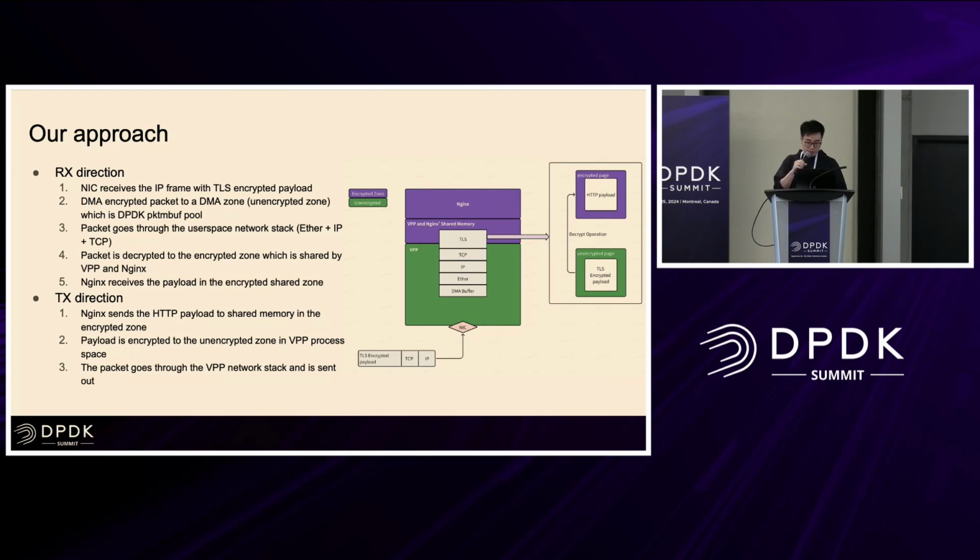Whereas for the TX direction, the procedure is very similar, but the other way around. So now Nginx tries to send a packet. It will send the HTTP payload to the purple shared memory region, again in the encrypted zone. Then the payload is encrypted into the unencrypted zone in the VPP process space, just like the zoom-in diagram again, but the other way around. And after that, the packet will go through the VPP network stack and get sent out at the end.